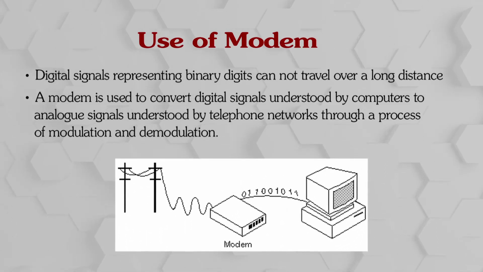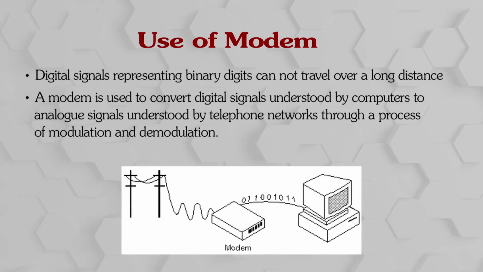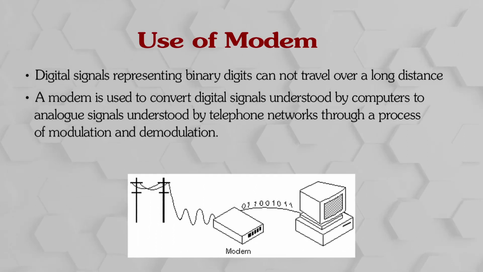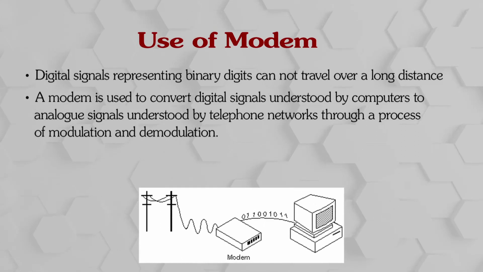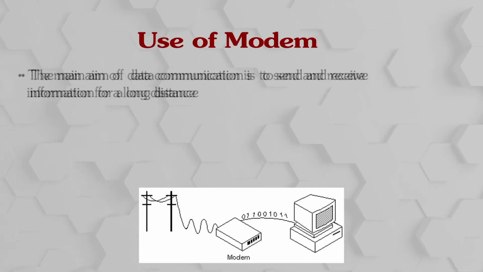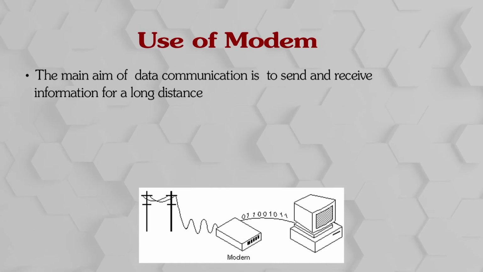So primarily, whenever you have to send data from one system to another system, you have to use a modem, which converts and reconverts it through a process of modulation and demodulation. The main aim of data communication is to send and receive information over a long distance.